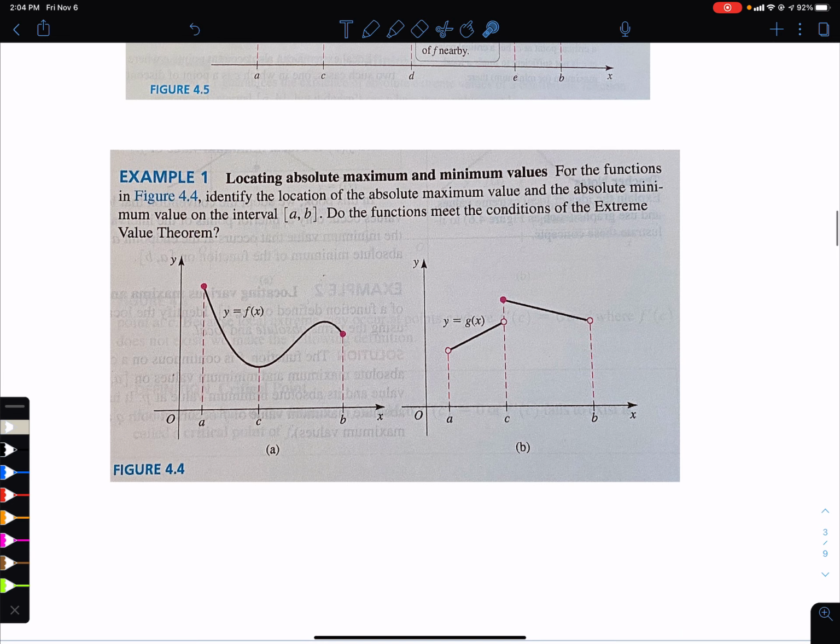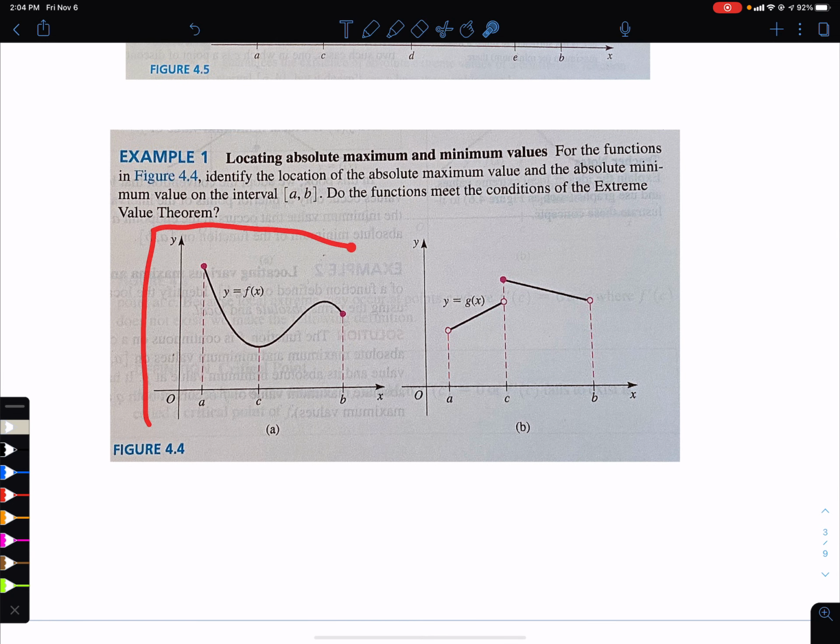Well, the first one, does it meet the condition of the extreme value theorem? Is it continuous? Yep, I don't see any holes, jumps, or gaps, or vertical asymptotes. Does it contain the endpoints? Yes, there's solid dots there. So that meets the conditions of the extreme value theorem. So there has to be, according to that theorem, a biggest point and a smallest point. So where's the absolute maximum? I claim it's right there. Where's the absolute minimum? I claim it's right there. So that fits the extreme value theorem, and we do have a max and min.